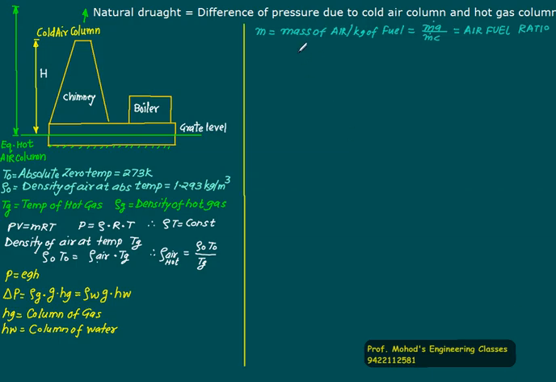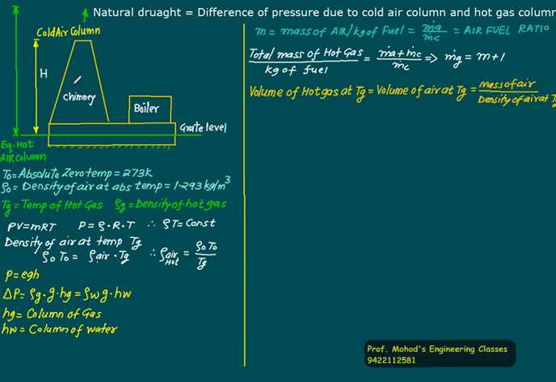m is considered as the mass of air per kg of fuel, that is, how much amount of air we are firing per kg of fuel. It is the mass of air upon the mass of fuel, also called the air-fuel ratio. The total mass of hot gas formed will be mass of air plus mass of fuel, divided by kg of fuel, m dot c. So the mass of gas formed per kg of fuel is m dot a by m dot c plus m dot c by m dot c. We represent m dot a by m dot c by m, and m dot c by m dot c is 1. So the mass of gas formed per kg of fuel is m plus 1.